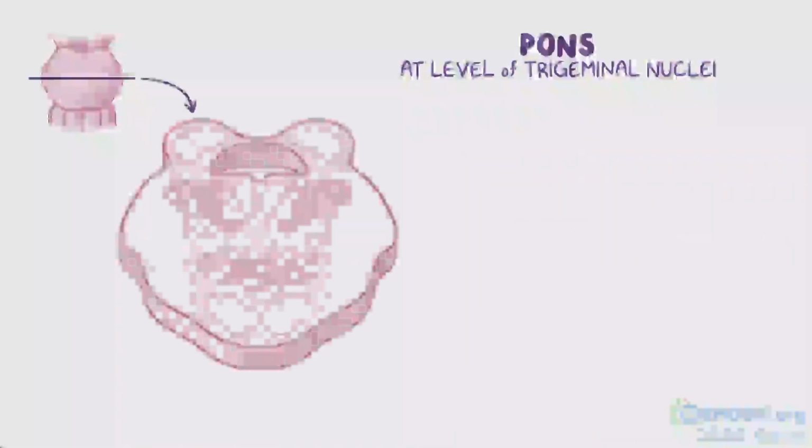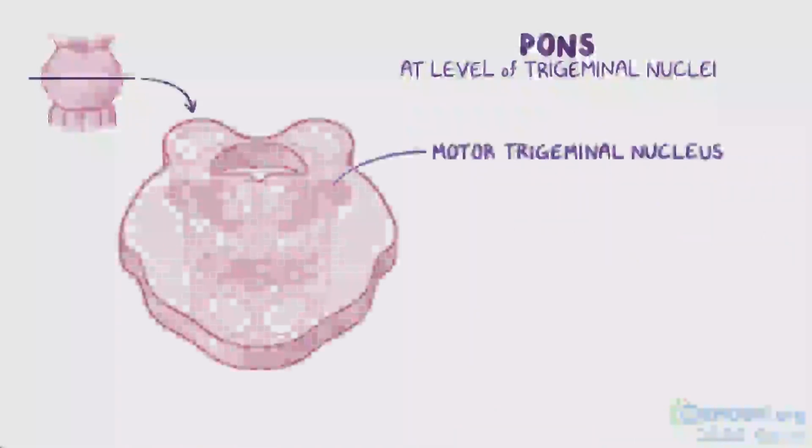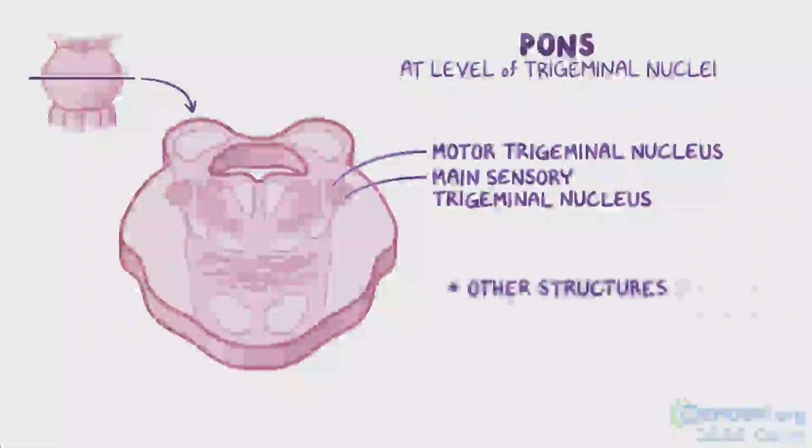Let's look at another transverse section, now at the level of the trigeminal nuclei. Here we can see the motor trigeminal nuclei that sit ventral near the ventrolateral corner of the fourth ventricle, and the main sensory trigeminal nuclei lateral to them. Other structures are similar to the previous section.